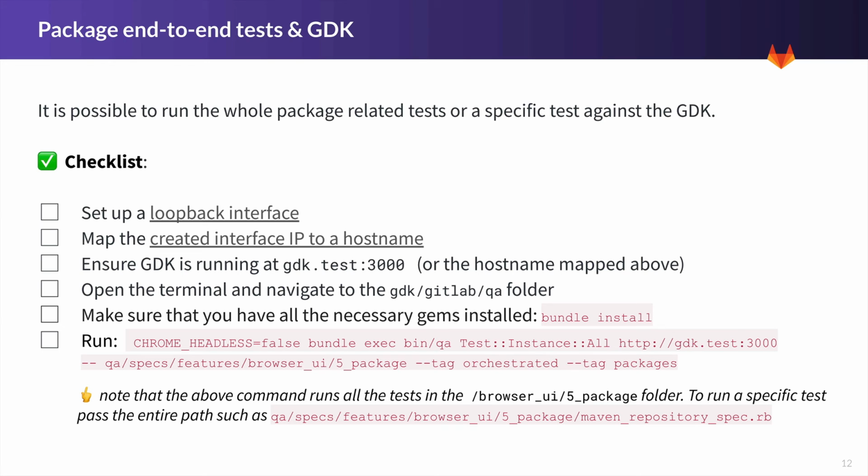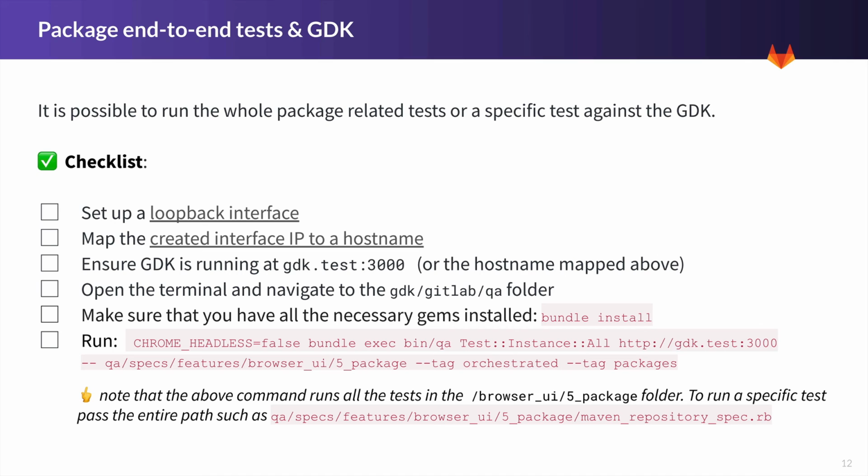Basically, Chrome headless is a variable that lets you actually see the execution of the tests in a Chrome browser. So if you set Chrome headless to true, you would be running a headless test, so you wouldn't be seeing anything, just the execution log in your terminal.